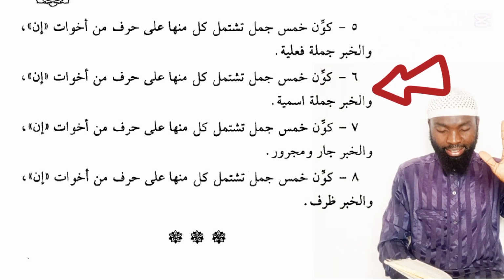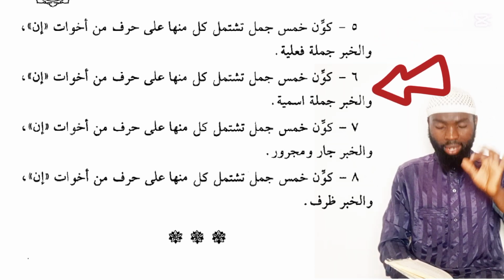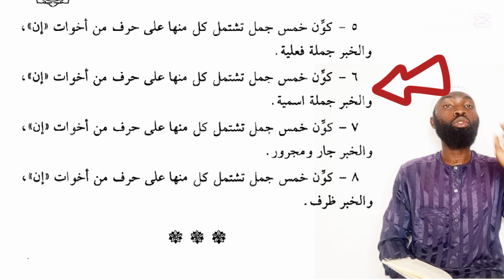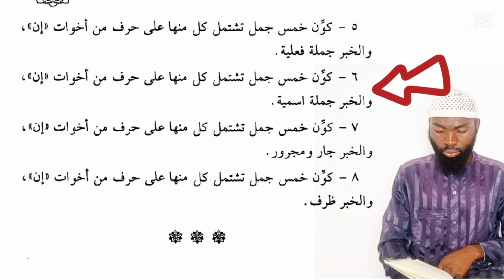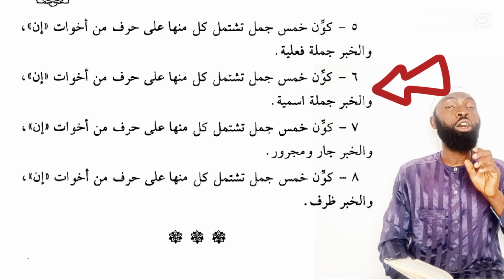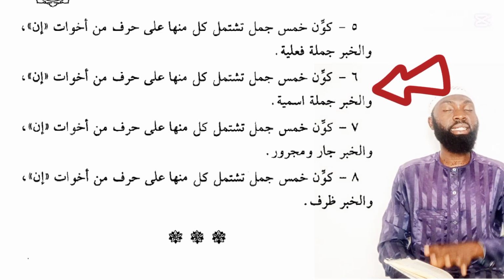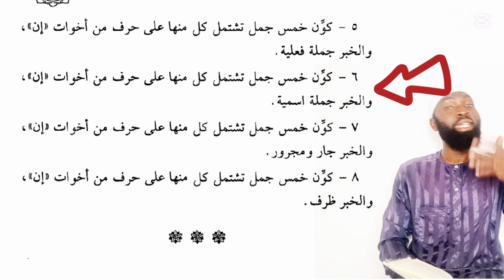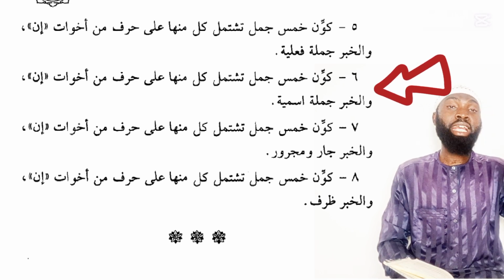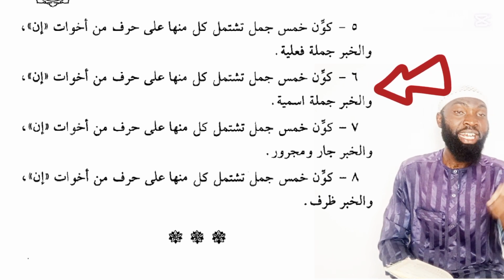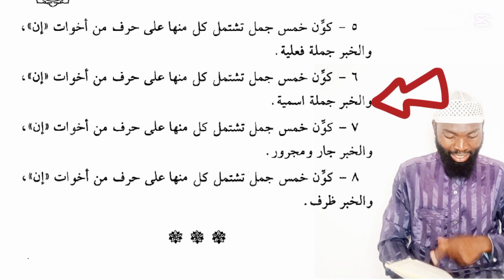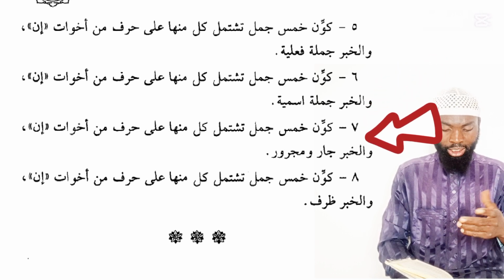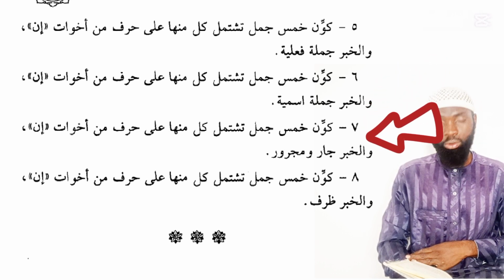Number 6, we have Kawin khamsa jumalin. Also form 5 sentences. Each of them should have one of the particles of inna. Wal khabaru jumlatun ismiya, but the khabar should be a nominal sentence. I can also say Inna Abbasan haqibatuhu sagira. Indeed Abbas, his bag is small. Solve the remaining.